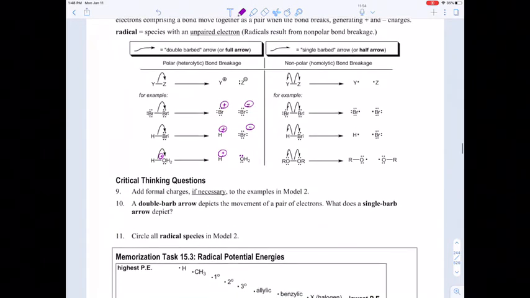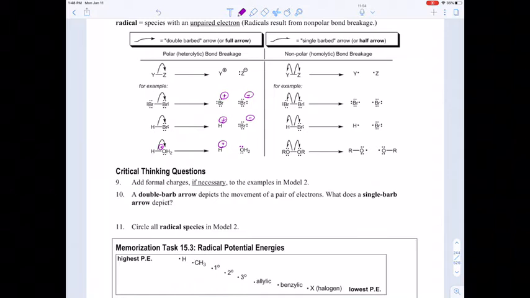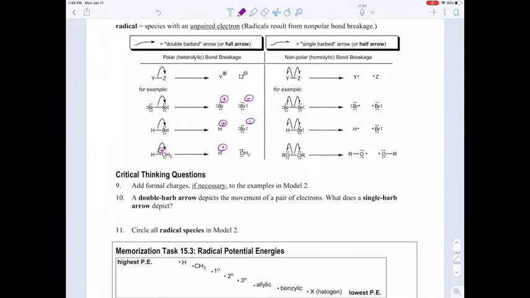Okay, a double barb arrow depicts the movement of a pair of electrons. We see that right up here. Double barb arrow, that's a pair of electrons. What do you think a single barb arrow depicts? We see single barbs right here. So in this case, we have a double barb over here, we end up with a lone pair. If we have single barb arrows, we end up with one electron on both Y and Z.